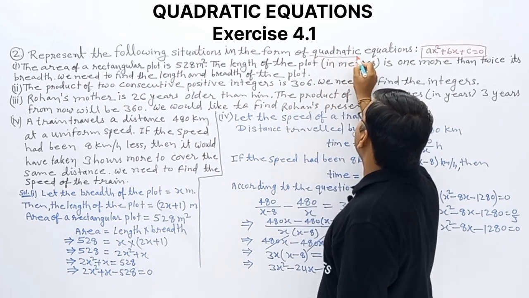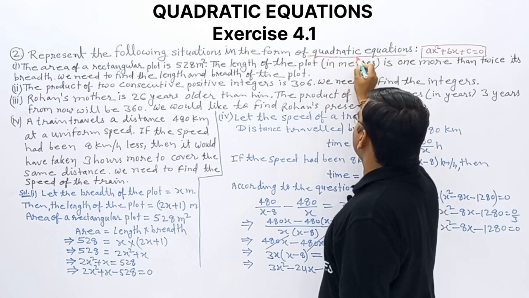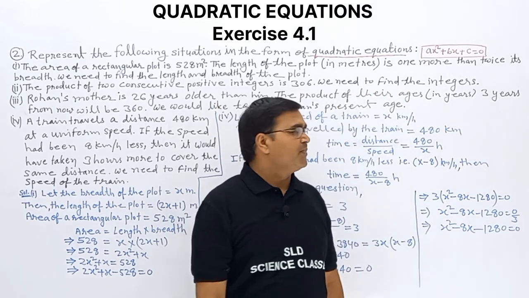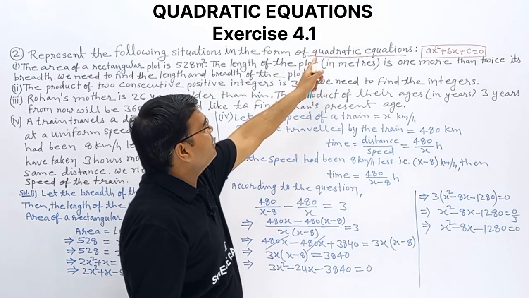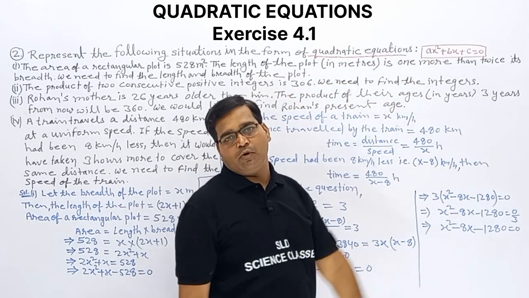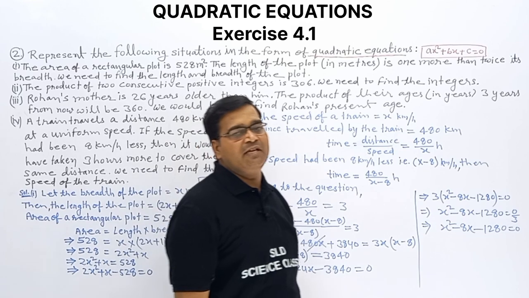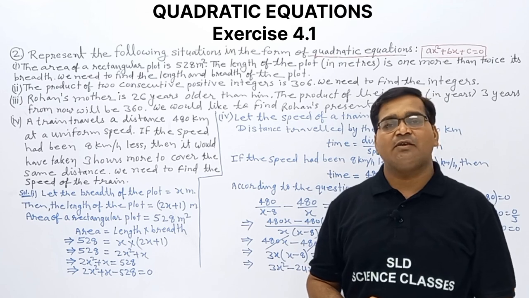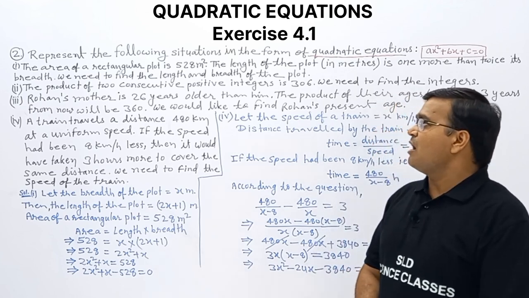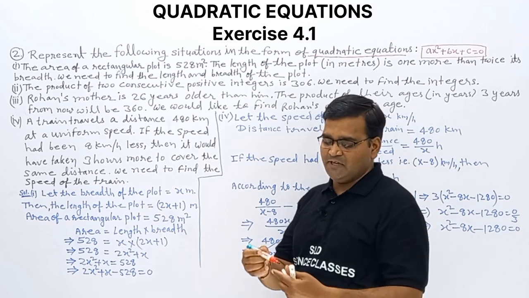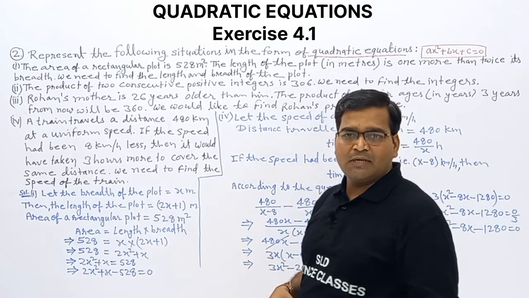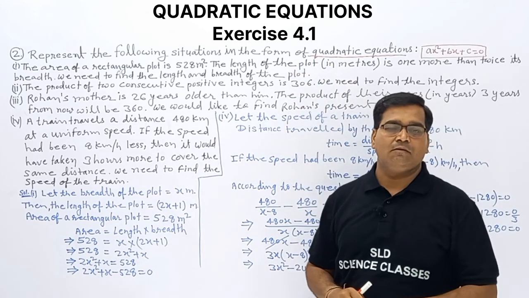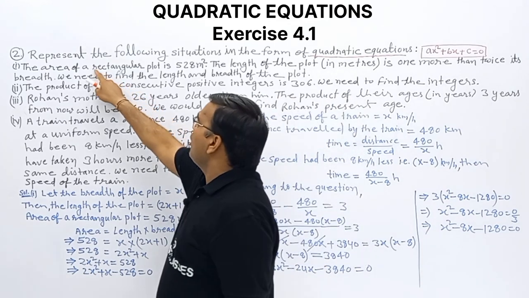Now in this question, we want to represent the following situations in the form of quadratic equations. Four situations are given, and in each situation we want the quadratic equation form. Read carefully, observe the situation and try to write it in quadratic equation form. Clear? Now I am taking question number 1. Observe carefully. All questions are simple. Once you understand the concept, you can easily develop the quadratic equation.